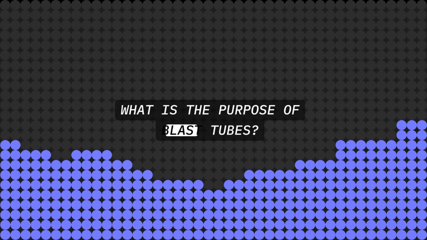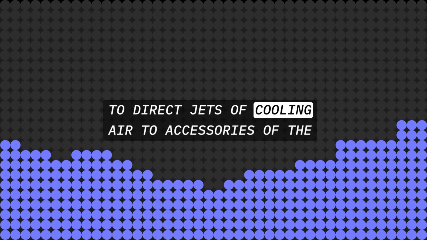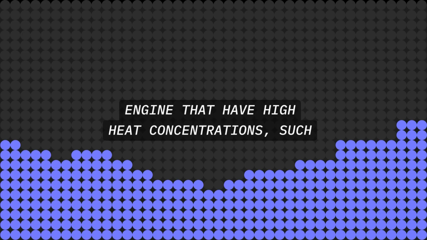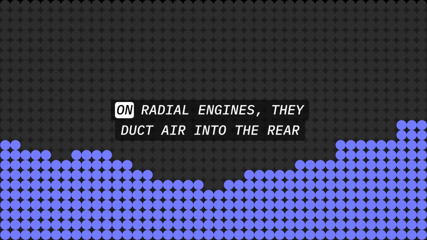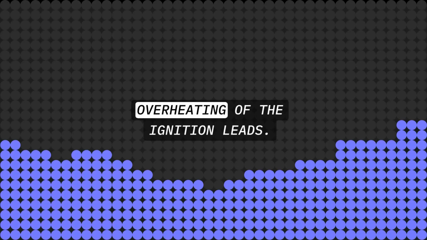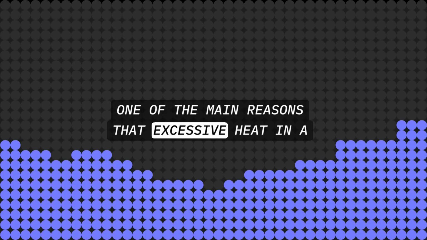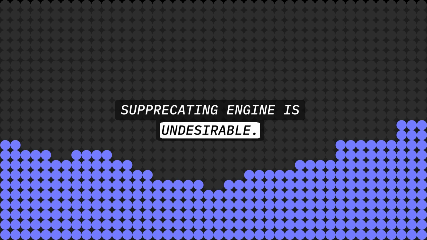What is the purpose of blast tubes? To direct jets of cooling air to accessories of the engine that have high heat concentrations, such as the generator. On radial engines, they duct air into the rear spark plug elbows of each cylinder to prevent overheating of the ignition leads.